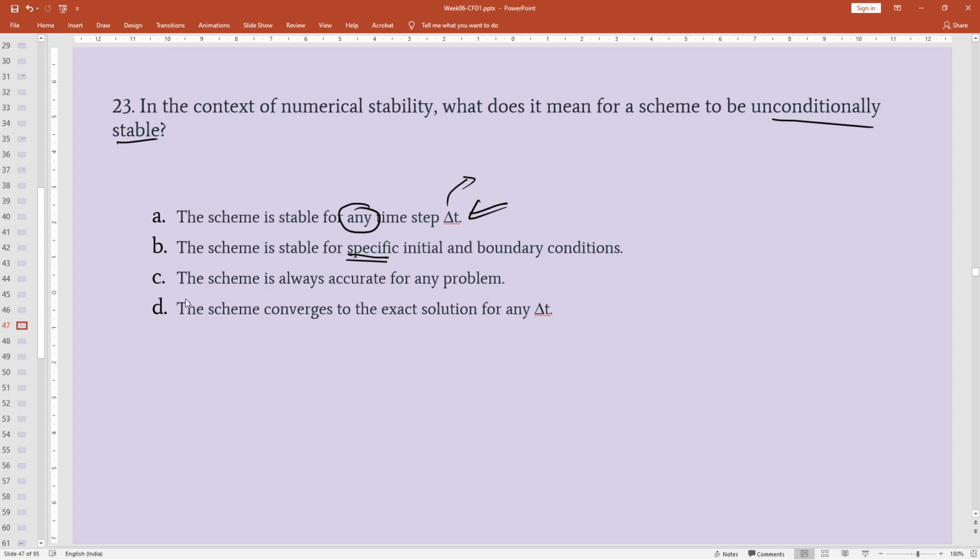And option C, the scheme is always accurate for any problem. Here it is about accuracy. An unconditionally stable scheme does not guarantee any accuracy, and it also does not guarantee an exact solution. So unconditional stability means there is no condition over time step size.